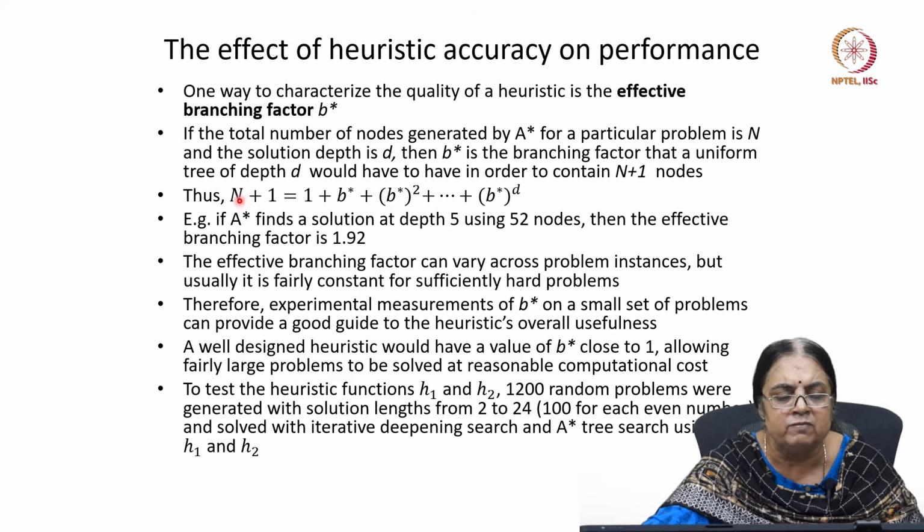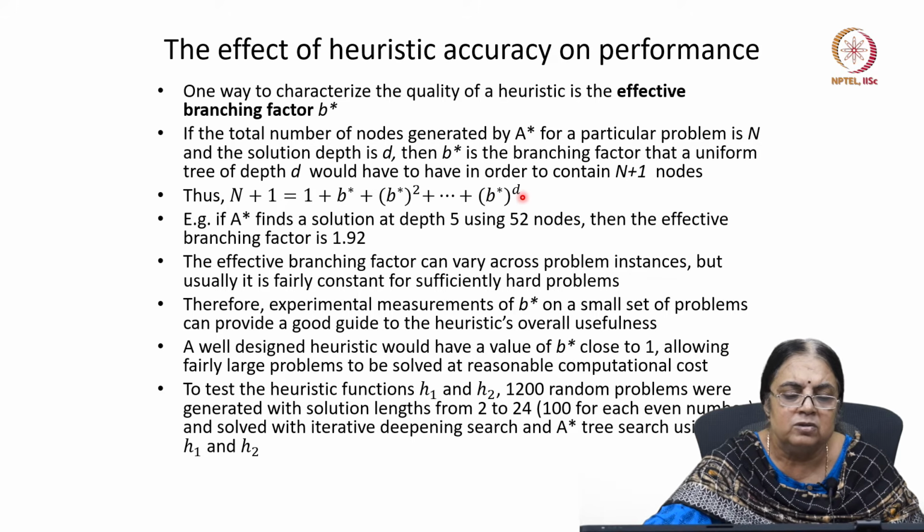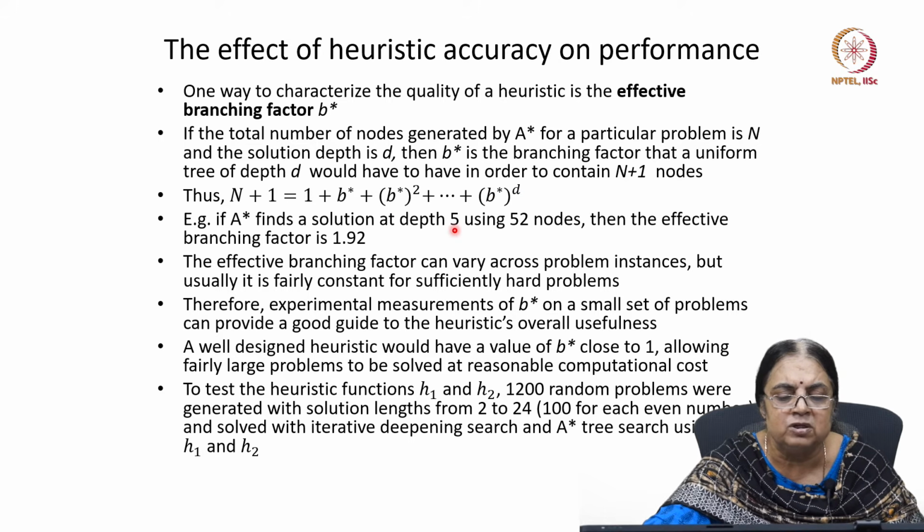So suppose I have n nodes in the tree. Okay, so n plus 1 is equal to 1, which is the root node, plus B star, if you take B star as your effective branching factor, plus B star squared etc. plus B star to the power of D. So, you find what is B star over here, right? We know D. So, suppose A star finds a solution at depth 5 using 52 nodes, okay.